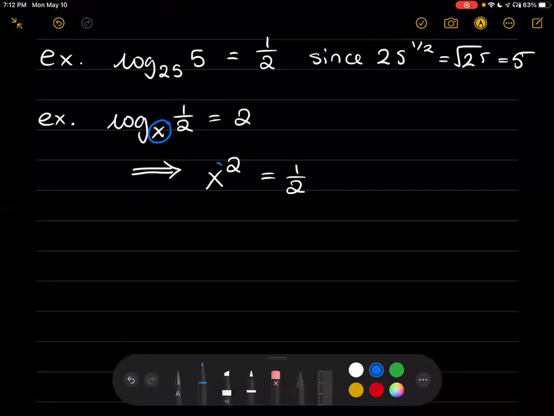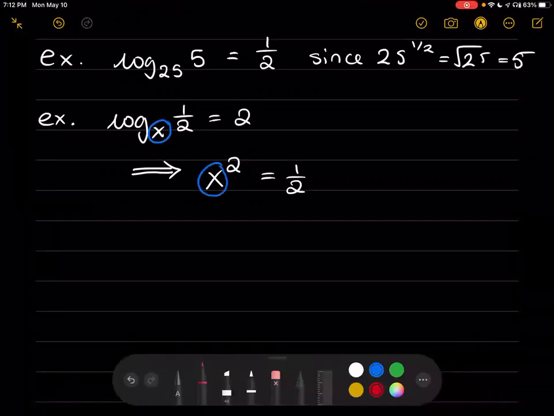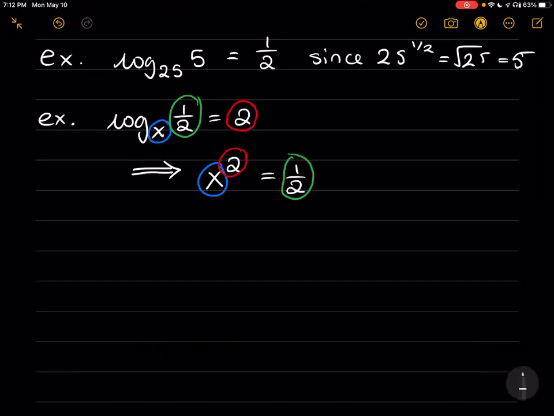The base of the log becomes the base of the exponent. The thing it equals is the power. And the thing inside the log that it's applying to becomes that right there. Okay, and then we can also move back the other way. We can go from exponential form to logarithm form.